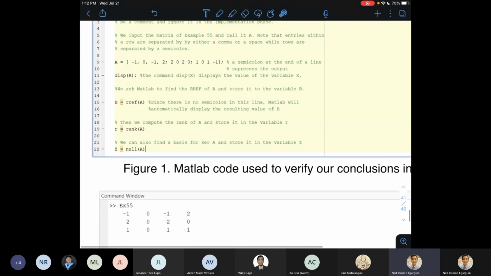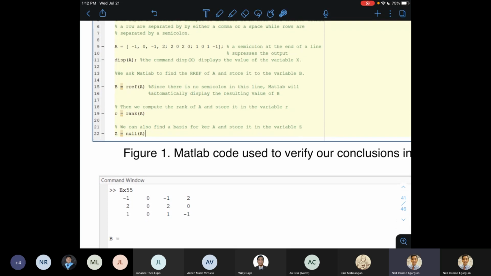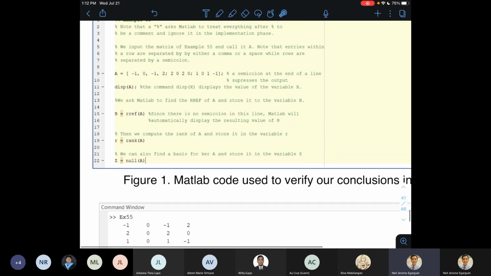Tapos pag gusto nyong kunin yung rank ni A, rank of A. Tapos the nice thing about MATLAB, it can also give me a basis for the kernel of the matrix A. Ano yung ibig sabihin ng kernel ng isang matrix? We'll talk about that later, pero I just want to give you a heads up para ma-explore nyo yung MATLAB. Yung null of A, ibibigay niya hindi yung nullity kasi sa atin ang notation natin nullity of A, null of A is the nullity of A, meaning the dimension of the kernel. But MATLAB knows null of A to be finding a basis for the kernel of A.